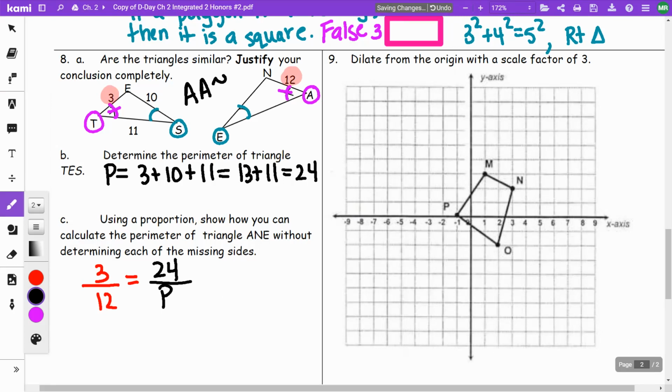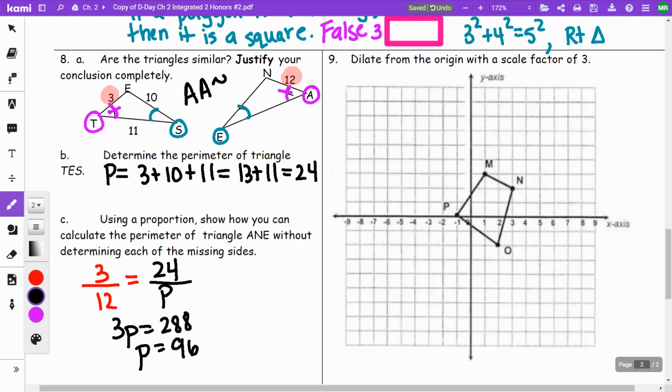Okay. So I'm comparing the smaller side with the bigger side, the smaller perimeter with the bigger perimeter. And they should be proportional. And then I'm going to cross multiply and solve, and I get 3p is equal to 12 times 24, which is 288. I divide by 3, and I get 96. Okay, they wanted us to use proportions, so that's what they wanted us to do.